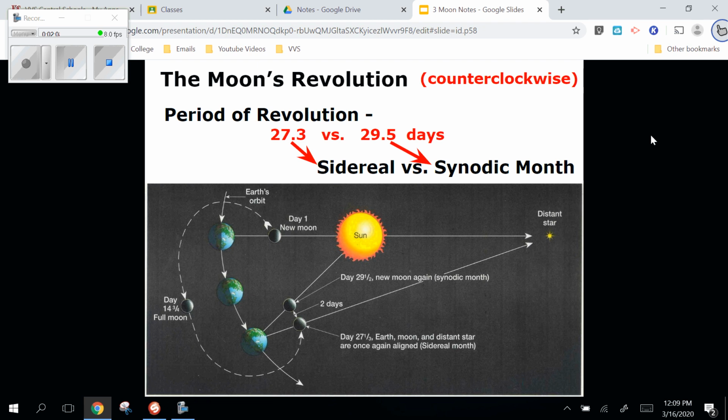But the more important number is the 29.5 days. That's how long it takes for an entire cycle of phases to go through. So new moon to new moon, full moon to full moon, whatever. It takes around 29.5 to 30 days, and that's where we get our month. That is the synodic month. That is not in the reference table, okay? And that's probably the more important number, but it's not in the reference table.